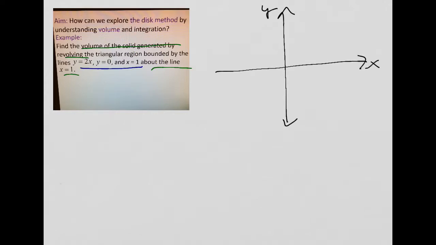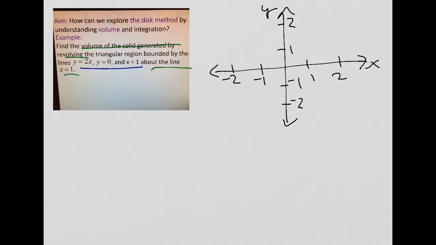So we're finding the volume of a solid generated by revolving a region. It indicates it's a triangular region, and it's bounded by these lines. And we're revolving it about the line x equals 1. So here we go. We're going to first draw our axes and start to label our axes. Since we need y equals 0, x equals 1, and the line y equals 2x, we can go about 2 on each side here. I think that would be fine.